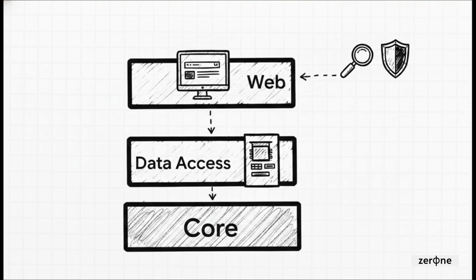Now, let's peel back the layers of Spring's architecture. It is beautifully modular. Right at the foundation, we have the core container. This is the bedrock that handles inversion of control and dependency injection. Sitting right above that is the data access and integration layer, managing your database connections, object relational mapping, and crucially, transactions. Think about a bank ATM for a second.